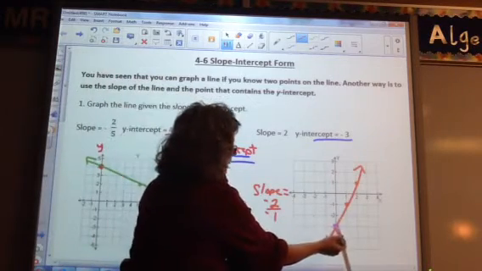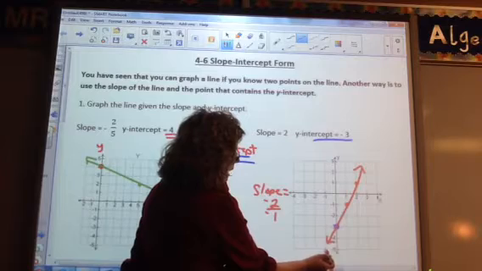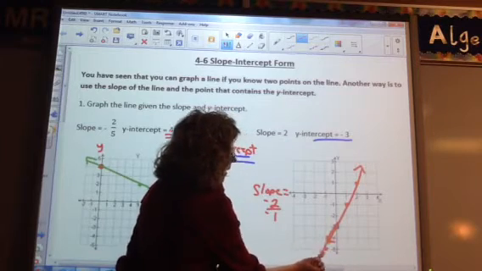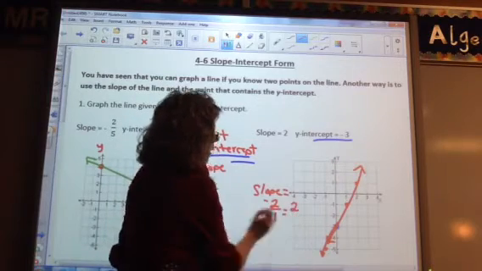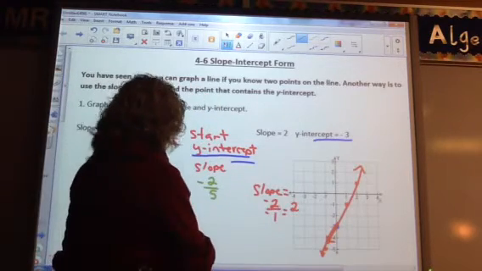Now, would it be okay if I did this? If I started from this point and I went down 2, left 1, that is a point on that line. So how come I can do that? Well, class, 2 negatives equal a positive. So that point will be on the line.